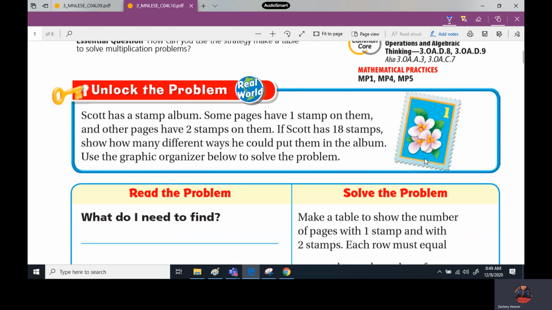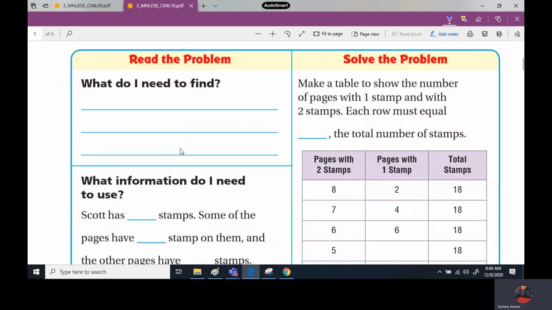So it says Scott has a stamp album. Some pages have one stamp on them, and other pages have two stamps on them. So if Scott has 18 stamps, show how many different ways he could put them in the album. Use the graphic organizer to solve the problem.